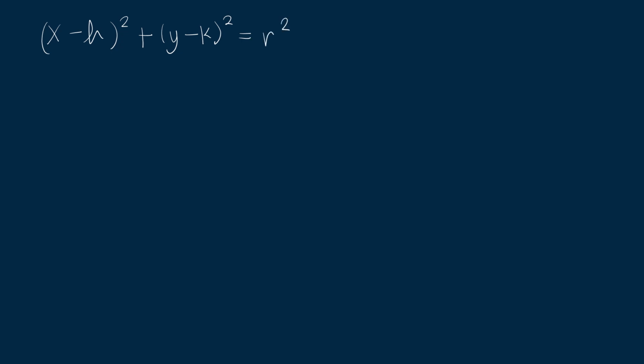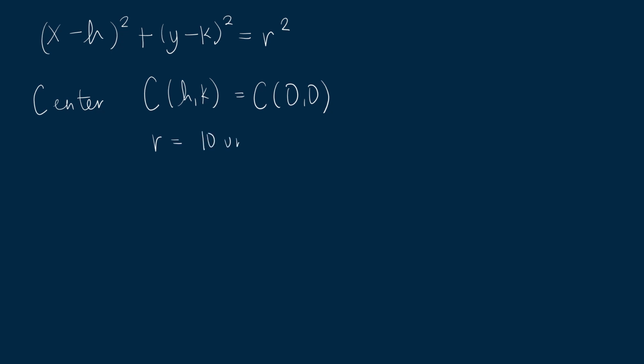According to our problem, the coordinates of our center is at the origin. If we could recall your lesson on the Cartesian plane, the coordinates of our origin is at (0, 0). Therefore, the coordinates of our center, for the variable capital letter C, h and k are equal to (0, 0). And also the length of our radius is given by 10 units.